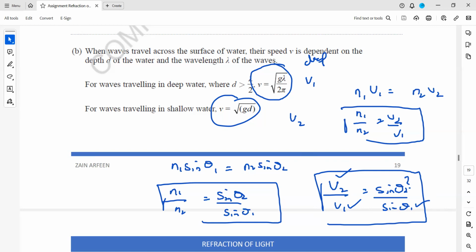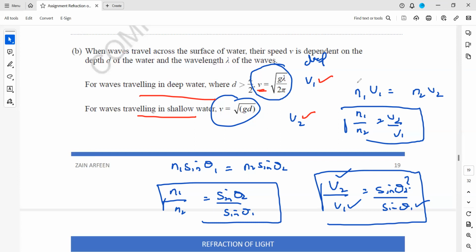As the values are given, we just have to substitute and work out the ratios. So using this formula, you will get the speed in deep water. This is V1. Using this formula, you will get the speed in shallow water.